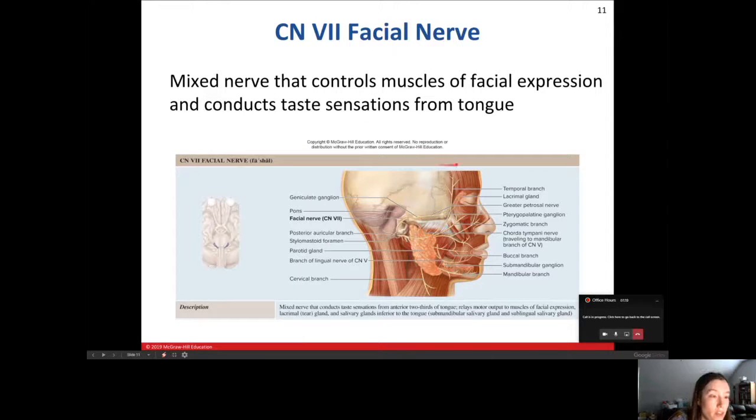So cranial nerve 7 is called the facial nerve. As you can see, this is another one that's big and it reaches to a lot of different areas. This one controls the muscles of facial expression. So it's motor to the muscles of facial expression. And then it's going to be sensory to part of the tongue.